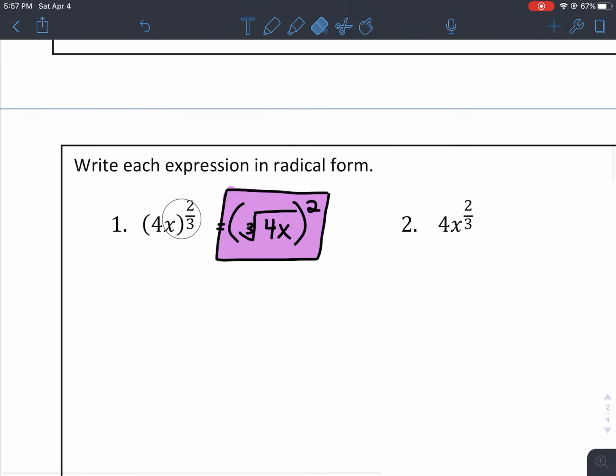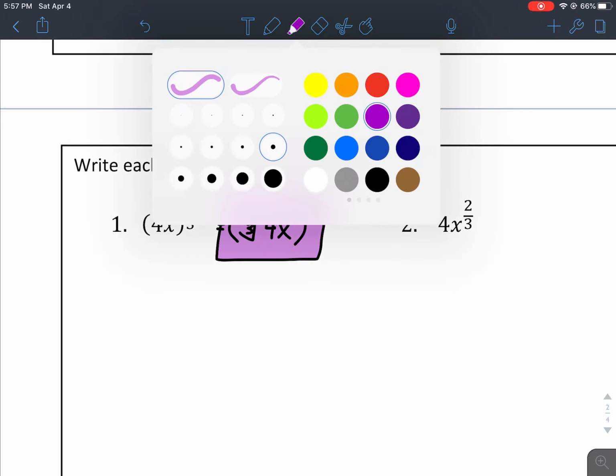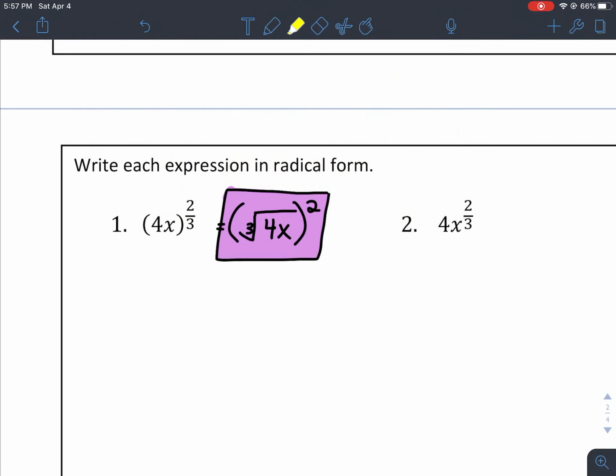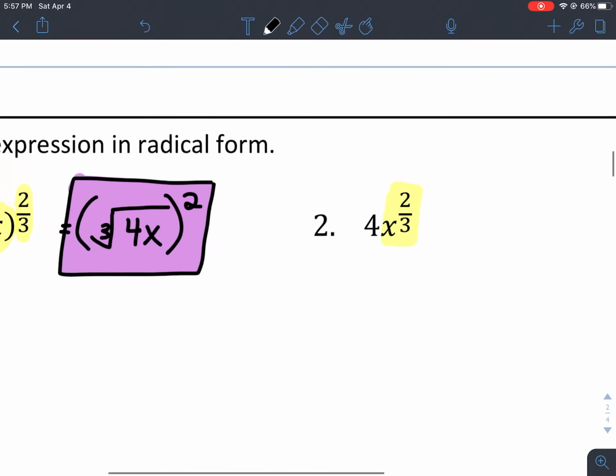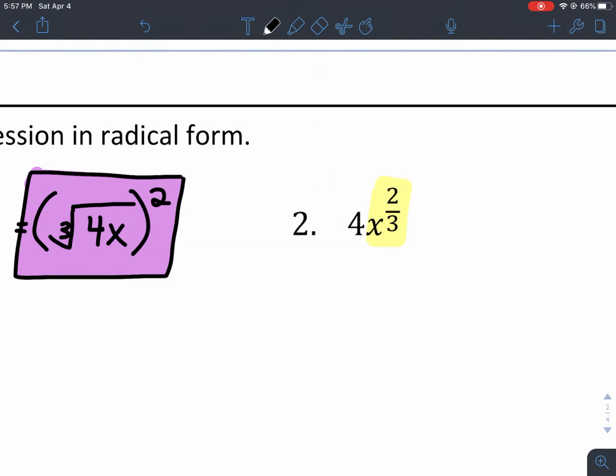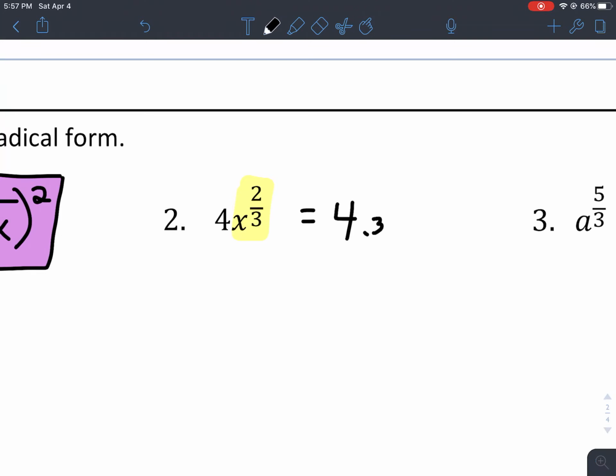Now this one is a little bit different here. If you compare number 2 to number 1, in number 2, we had the 4x all in parentheses. Here, the only thing that is being raised to the 2/3 power is the x, whereas in number 1, all of the 4x was being raised to the 2/3 power. So now I'm looking at just the part I highlighted in yellow here. That's the only thing that I'm going to change here. The 4 is just going to stay out front. That's the coefficient. The 3, again, becomes the index of the radical, and the x stays underneath, and we have the 2 still as the exponent.